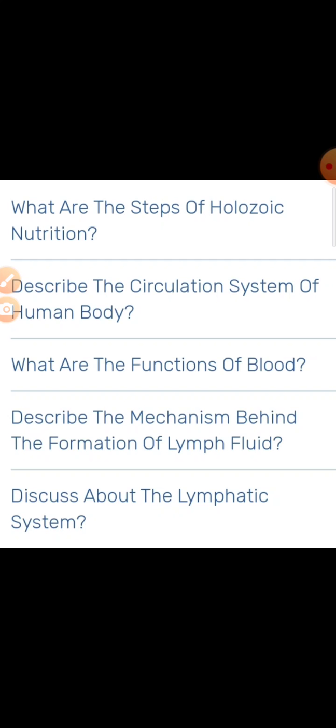Next, describe the mechanism behind the formation of lymph fluid. You have to describe. The answer will come under the long answer type questions. Now the high blood pressure at the arterial end of the capillary bed is much greater than the solute potential of the surrounding cells. Thus fluid is forced out of the capillaries. At the venous end, the blood pressure is very low and the solute potential of the blood is much stronger, so the blood is more concentrated.